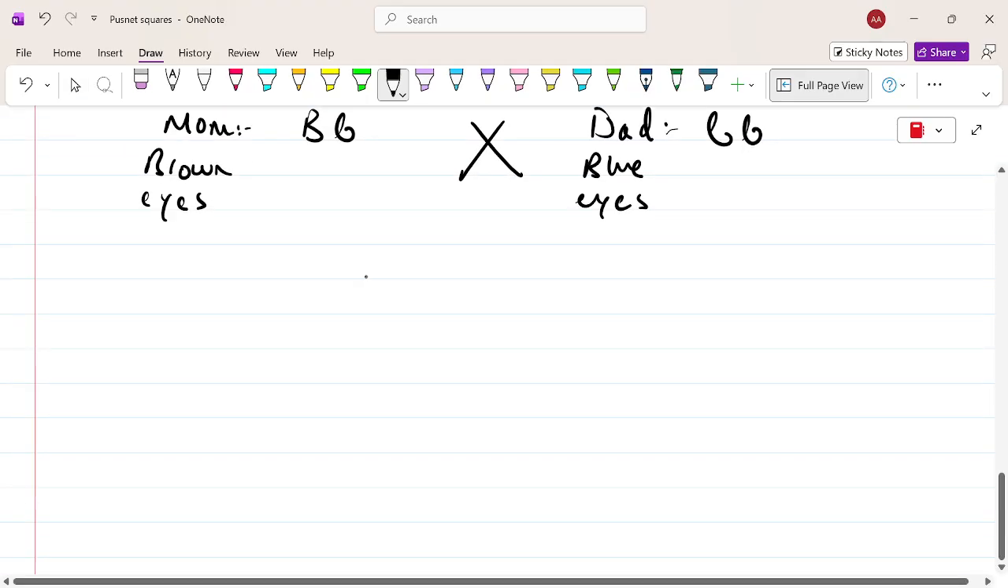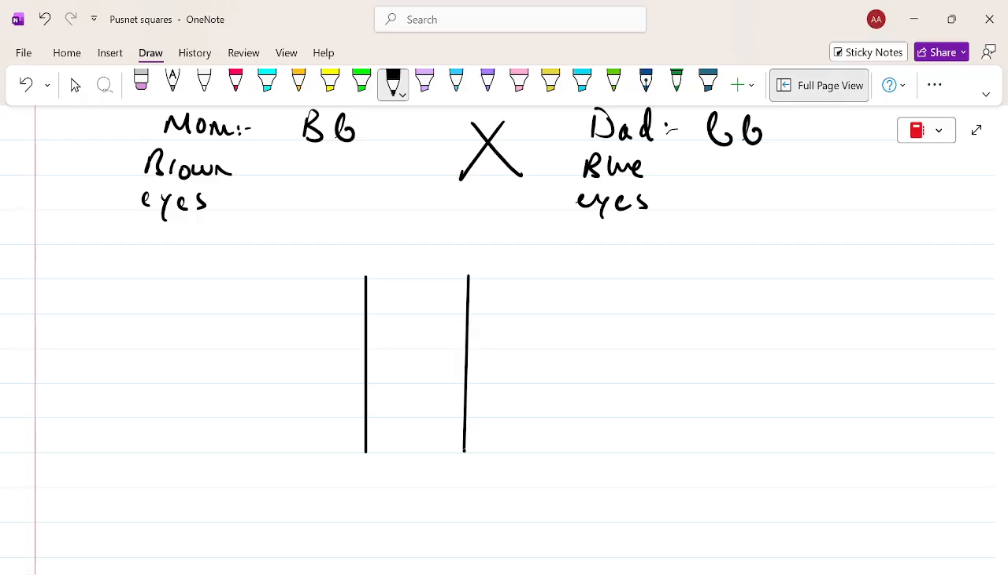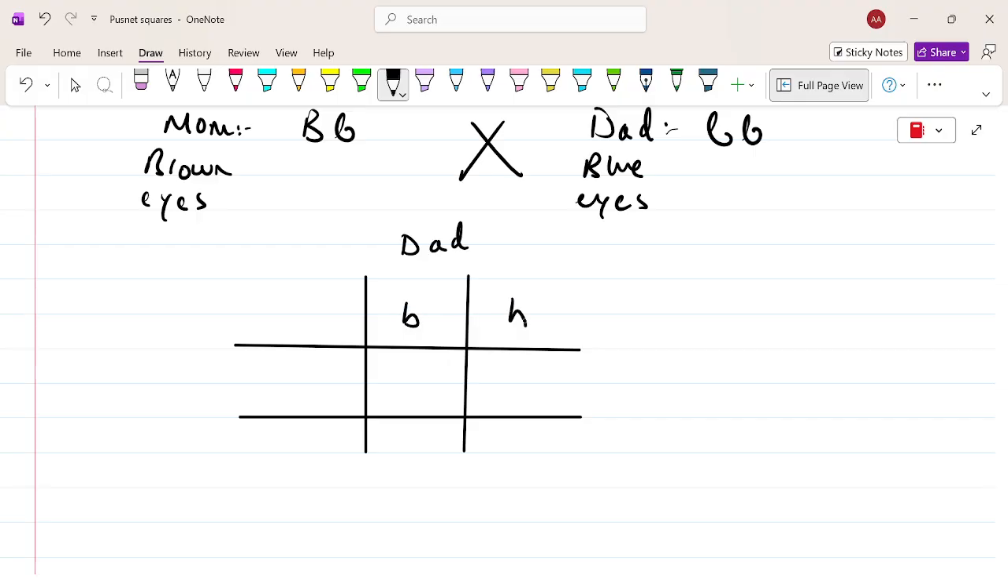Now let's make the Punnett square, which is going to be really interesting since we will be finding out the probability of their kids ending up with either blue eyes or brown eyes. So here I'm going to write the dad's, which is small b, and here mom, which is going to be big B and a small b.